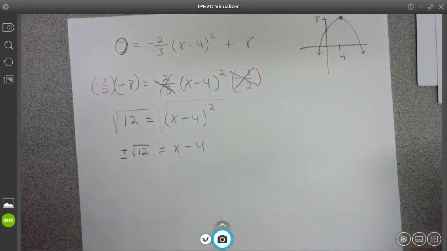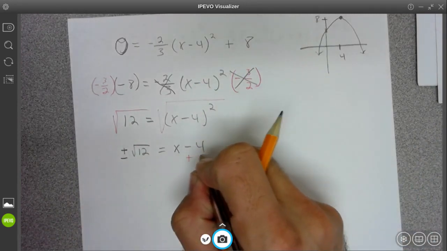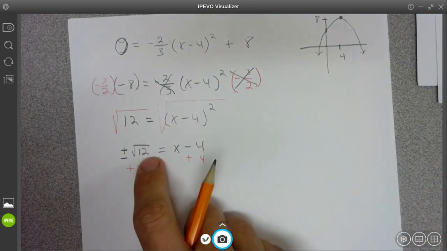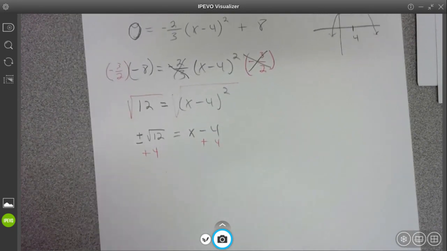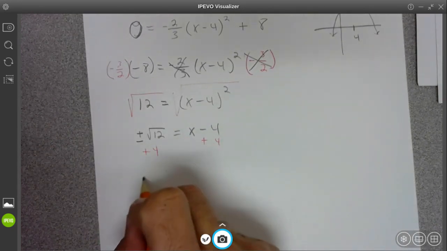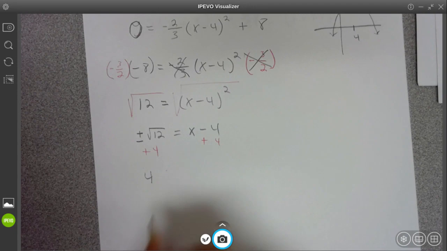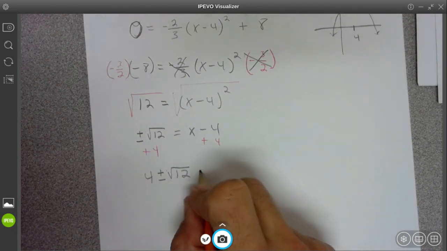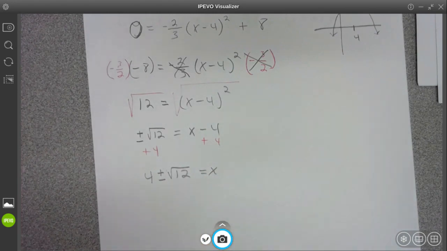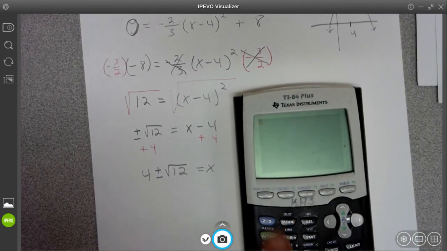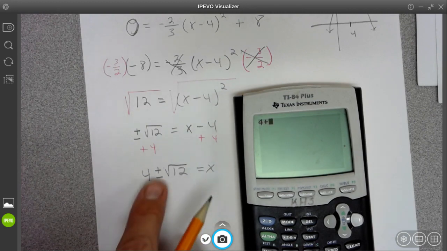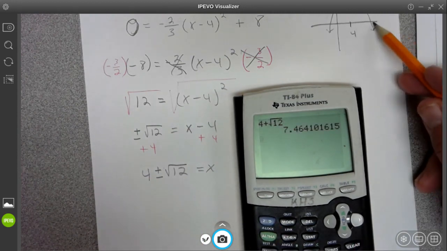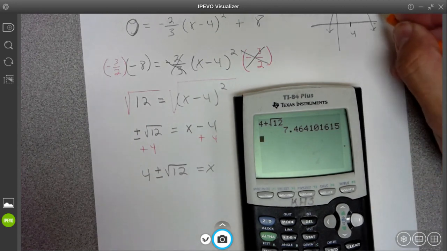And then we're going to plus 4 on both sides. So 4 and the root 12 can't combine with each other because one's in the square root and the other isn't. So this is going to give us positive 4 plus or minus square root of 12 is equal to x. Let's see what that is as a decimal real quick. 4 plus, I'm doing the positive version, square root of 12. So that's 7.46.